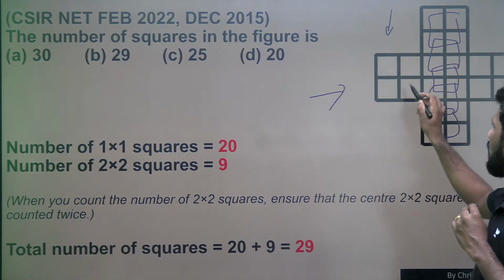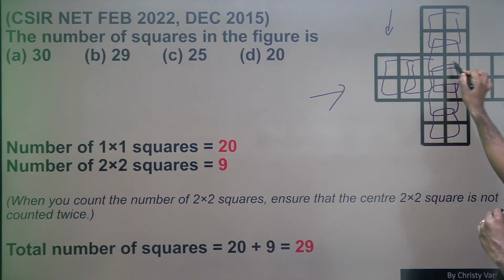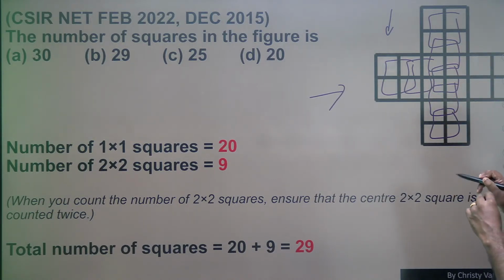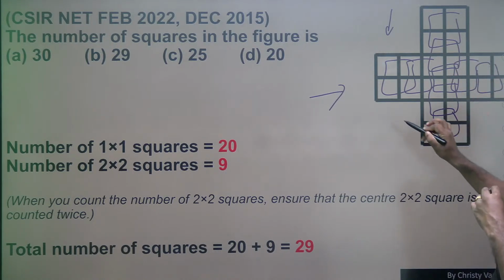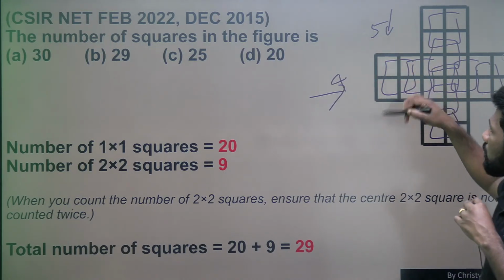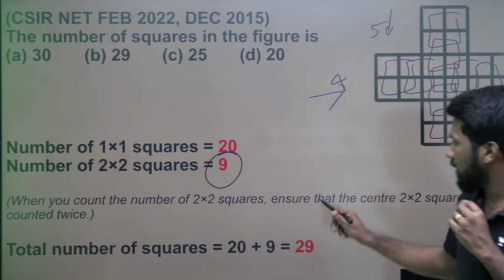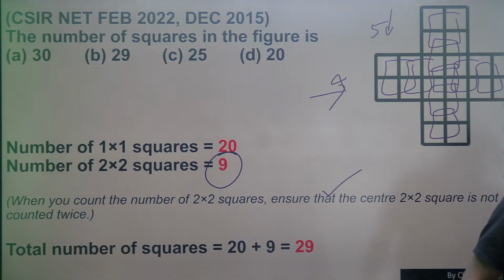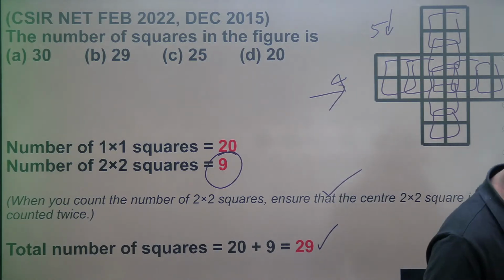From left to right when you count 1, 2, but the third one is already counted from top to bottom, so don't count it again. 3, 4. So 4 only. So 4 from left to right, 5 from top to bottom, 5 plus 4, 9, 2 by 2 squares. This is the point I told you, that middle one, don't count it twice. That is a common mistake students make. So other than that, there will be 29 squares. So 29 is the answer. Did you all understand how 29 is the answer? Please respond in the chat.